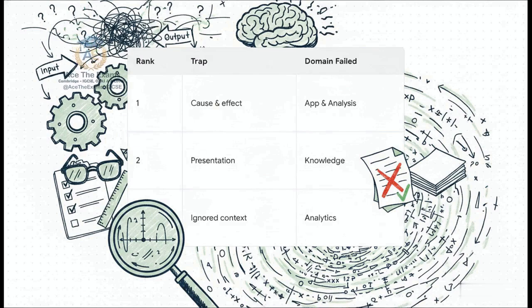Rank 1, confusing cause and effect. This means fundamentally misunderstanding independent versus dependent variables, which completely fails your application and analysis marks. Rank 2, forgetting to check presentation conventions, which we just discussed. And rank 3, the absolute biggest threat out there, answers not specific to the context. This shows a complete lack of analytical depth.